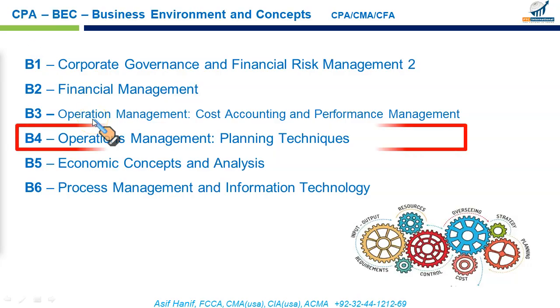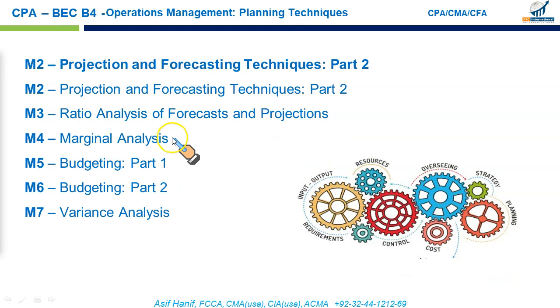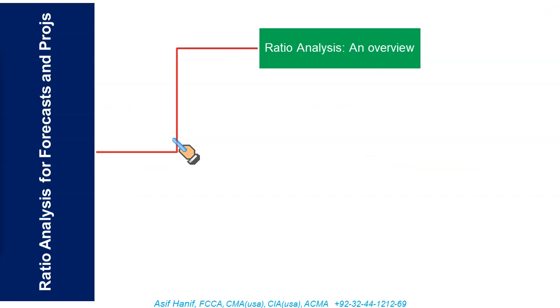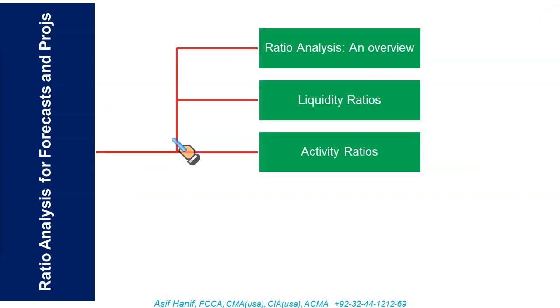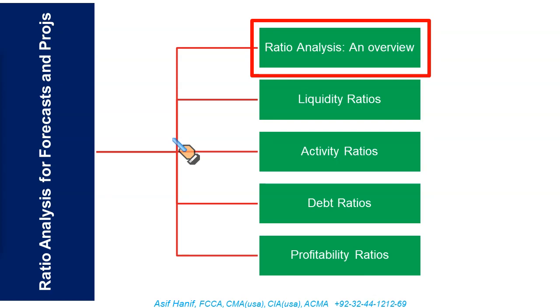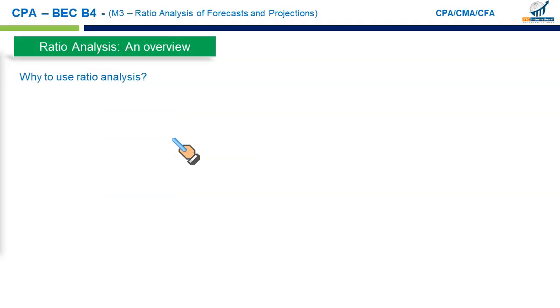Next we have B4, Operations Management Planning and Technique, and Module 3, Ratio Analysis of Forecasts and Projections. What exactly do we have in this module? Ratio analysis, an overview, liquidity ratios, activity and debt ratios, and profitability ratios. We have done all of them, but here our specific objective is to understand how these ratios can be used for projections and forecasts. So let us first discuss the overall ratio analysis, an overview.